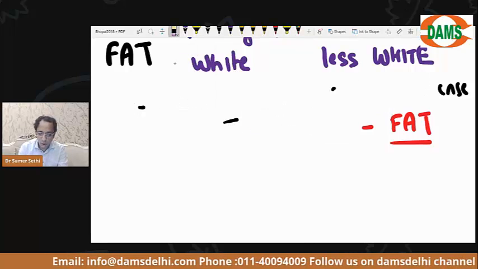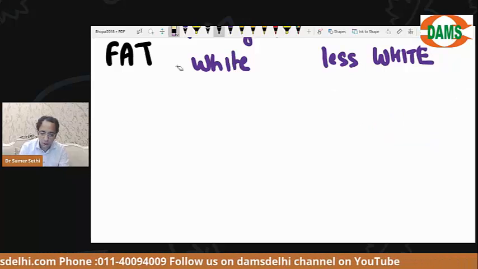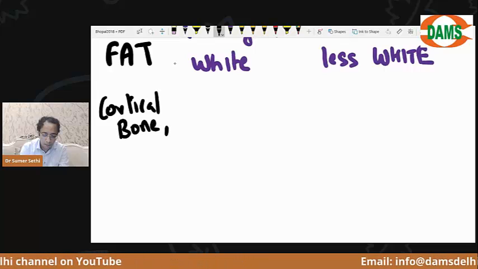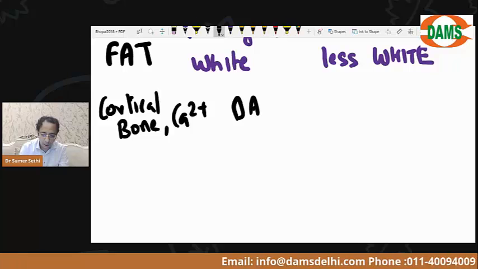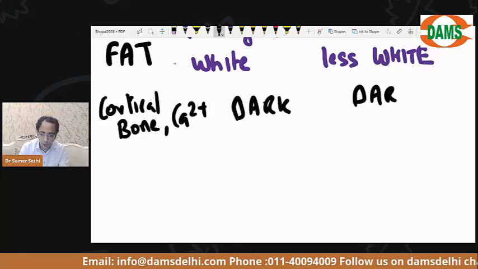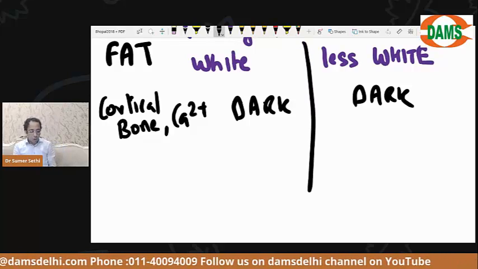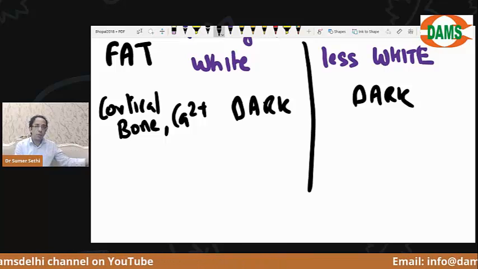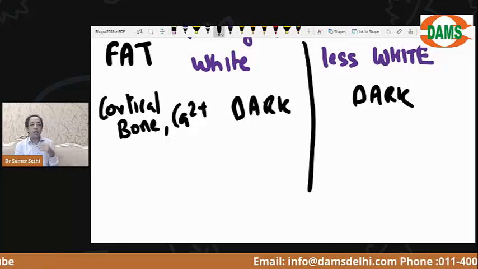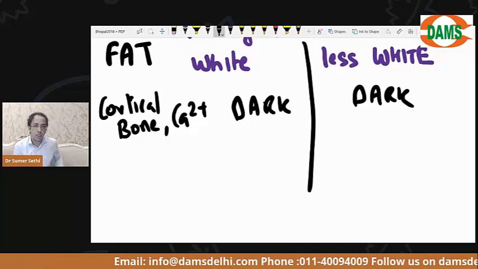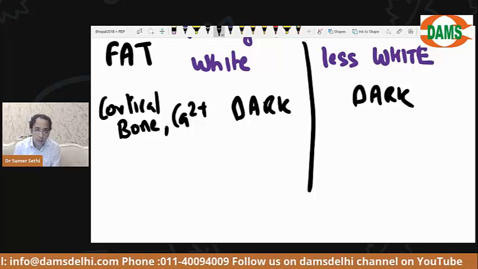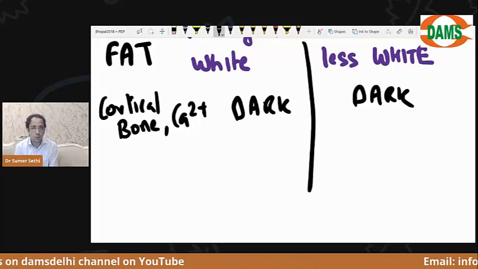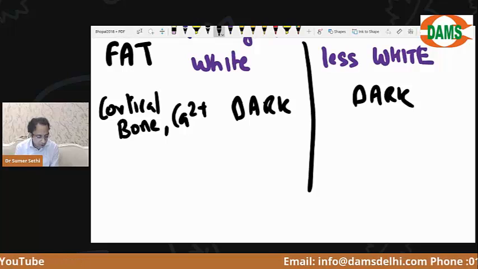Second thing I want you to remember, everybody listen to me. Very, very important question: cortical bone and calcium are dark on both T1 and T2 weighted image. If you don't know the appearance, you will not be able to see the images. So please listen first, then we will look at the images and understand how to look at it clinically. Cortical bone and calcium on MRI appear dark on both T1 and T2 weighted image because of their magnetic property.